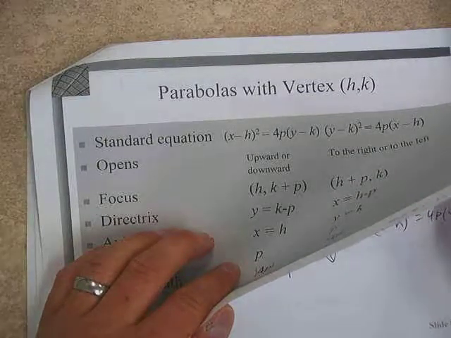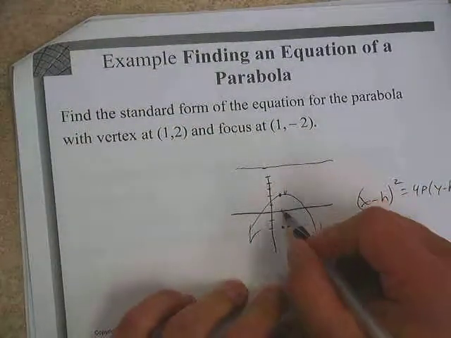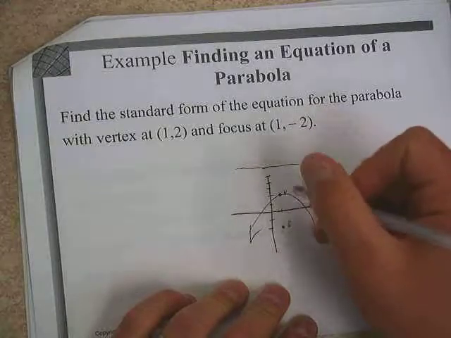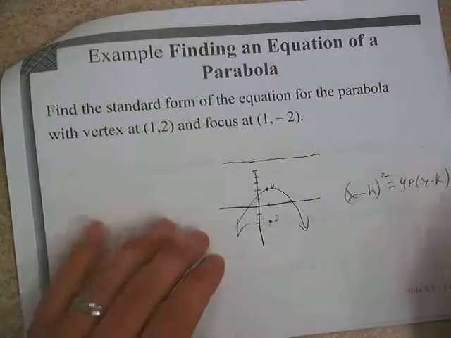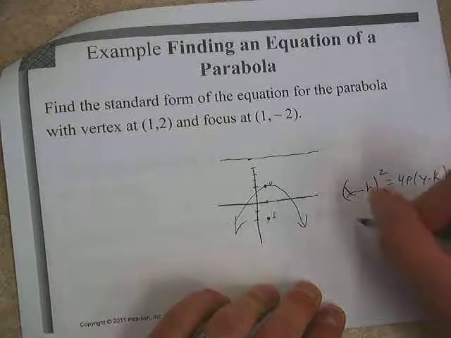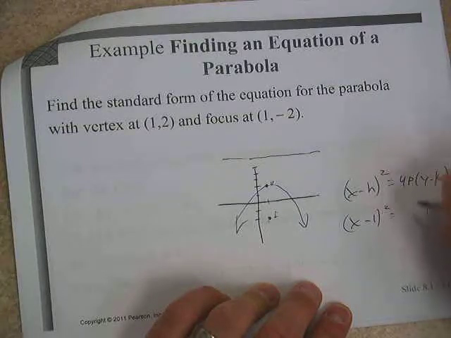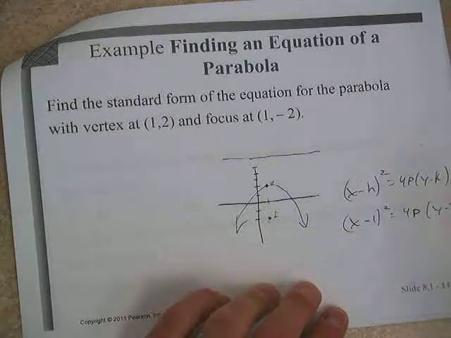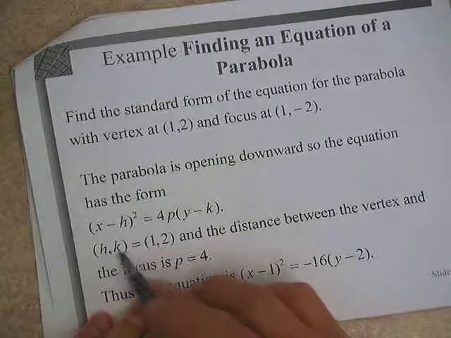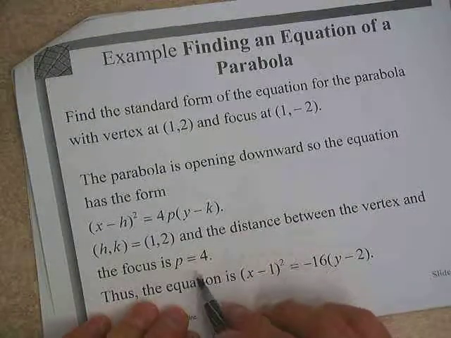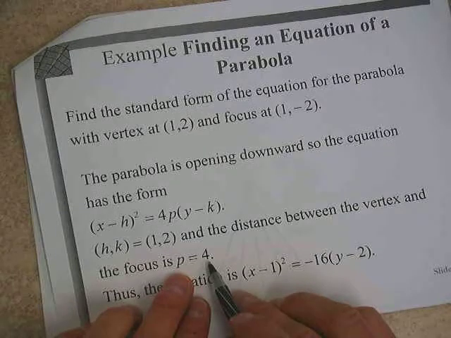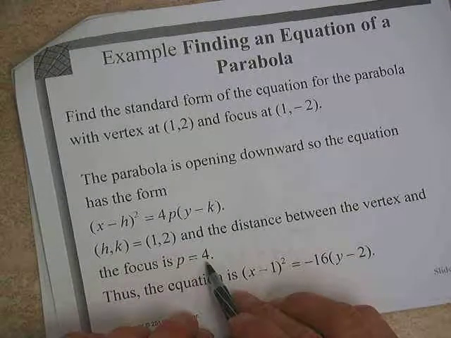If it opens up or down, going back to our previous slide, we're going to be using this version. So I would write down (x minus h) squared equals 4p times (y minus k). Okay, so write down the correct version. Knowing that the vertex is at (1, 2) gives us h and k. So we can write x minus 1 in our parentheses, and we can write y minus 2 in our parentheses. And the only other issue is we need to figure out what p is, and then we'll be complete.